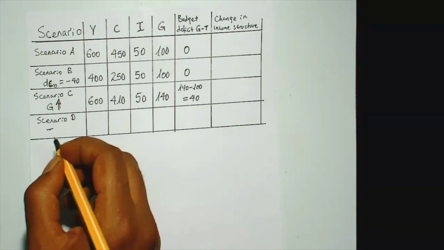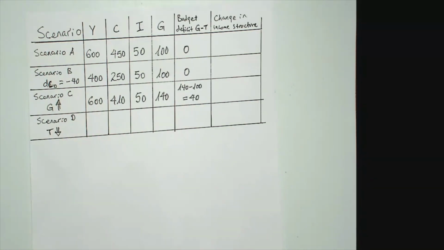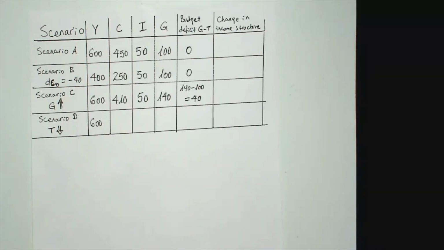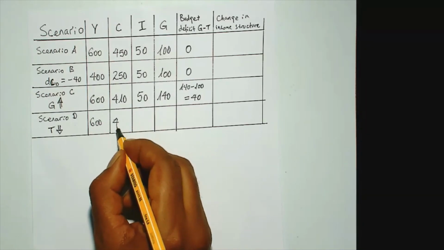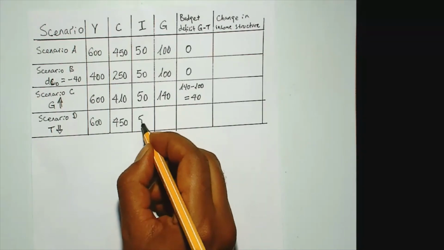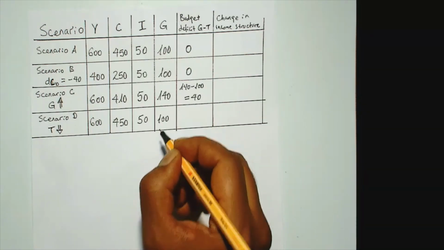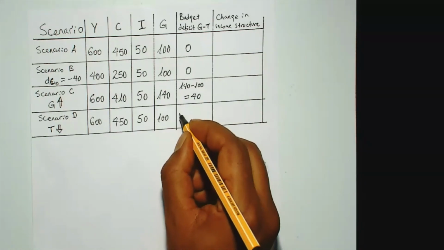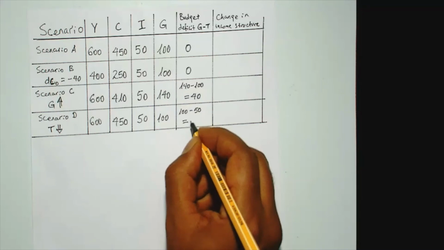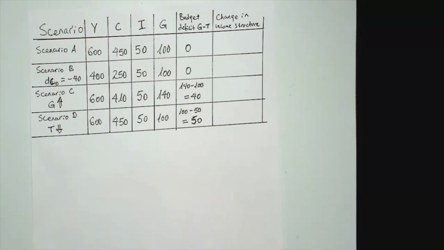Again, we would revert to our table when taxes decrease, scenario D. Our income would be 600. Our consumption would be 450 as we just calculated. Investment remained 50 all the time. Government expenditure was 100, but our budget deficit is 100 minus tax 50, which is 50.